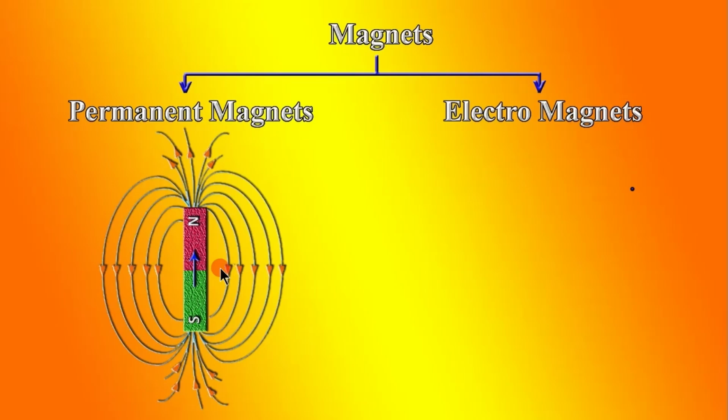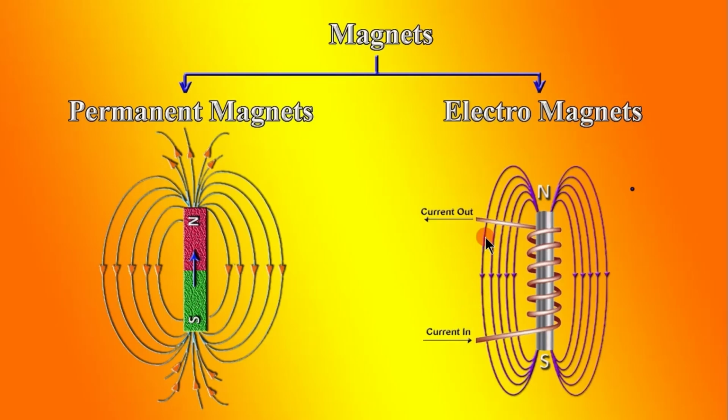Permanent magnets are mostly alloys or pure forms of iron, steel, cobalt and nickel, which are either man-made or naturally occurring. Electromagnets are made by winding a conductor around a ferromagnetic material. Normally that will not have any magnetic properties, but while we are passing current through this coil, it becomes a magnet. Here these are the magnetic field lines, which go from north to south pole.